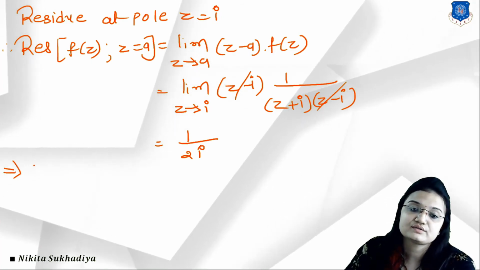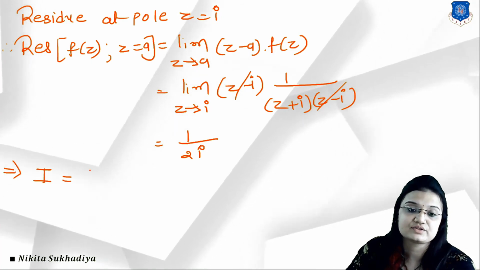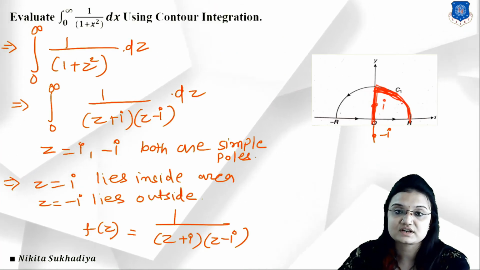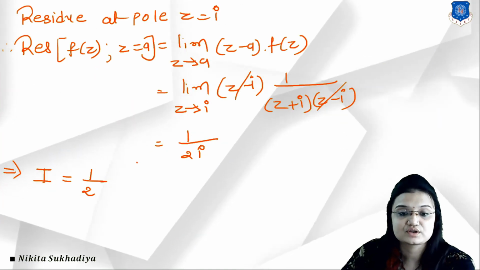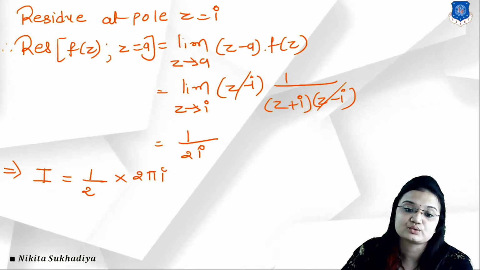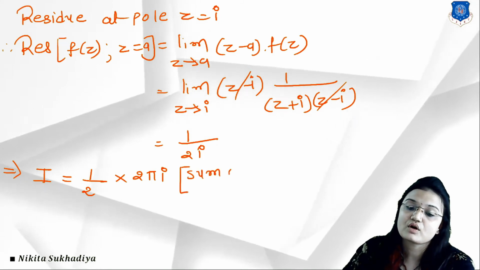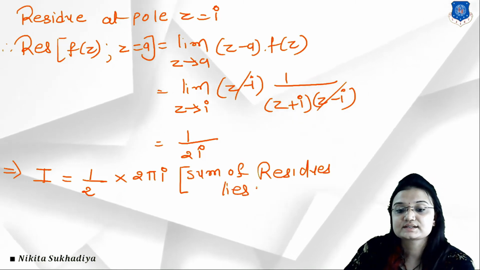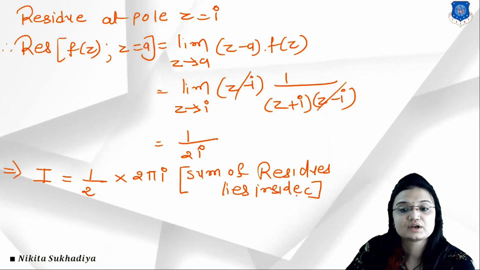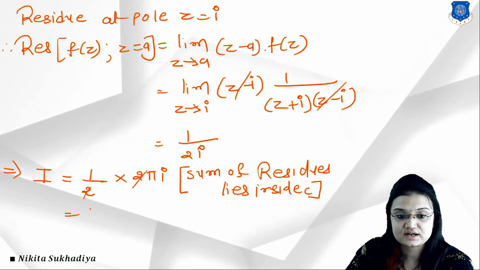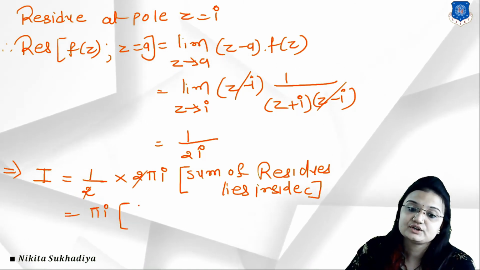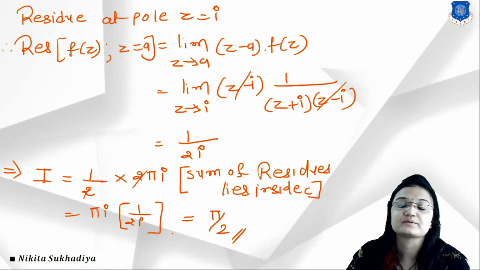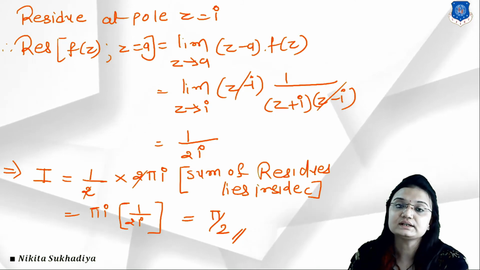Okay, so now here we have final integration of I, that is 1 by 2. Okay, here we have not full semicircle but half semicircle. Okay, so here I am taking 1 by 2 into 2 pi i into sum of residues lying inside C. Okay, so this 2 cancel out, so this is pi i into 1 upon 2i. So i cancel out, so this is answer pi by 2, which is our final answer.